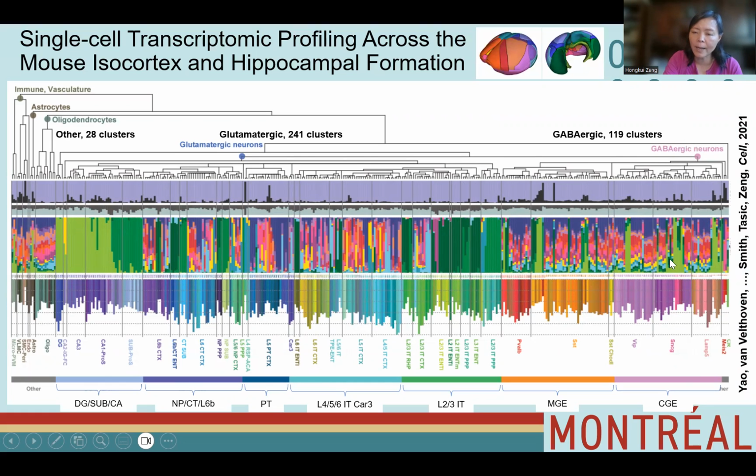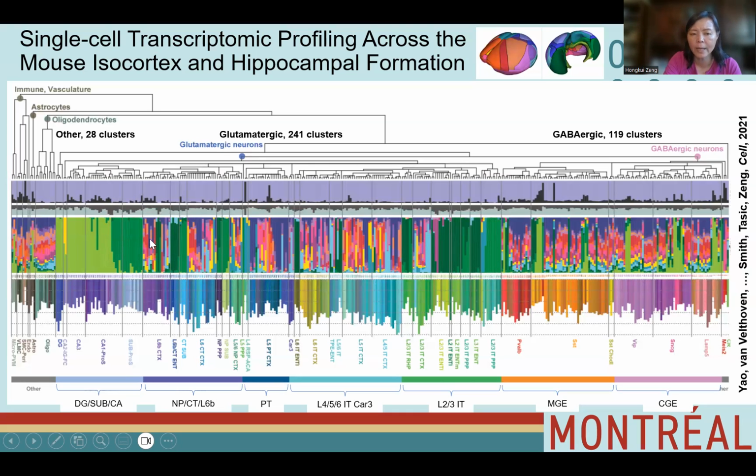Specifically, in the GABAergic class, we find that most of the cell types are still shared across all the cortical and hippocampal regions, as shown by these rainbow-colored bar graphs. In addition to that, we also now identified a set of cell types that are highly specific to the hippocampus itself. So, the coexistence of shared and region-specific GABAergic types.